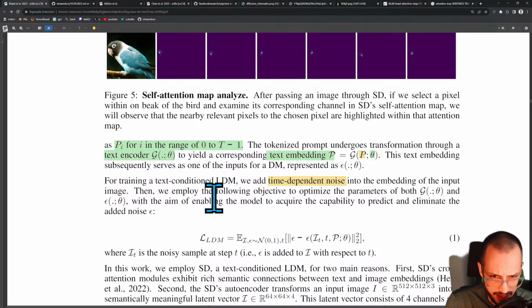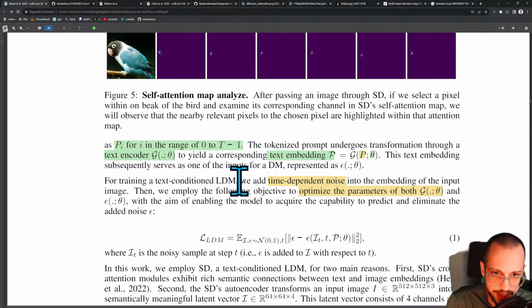We employed the following objective to optimize the parameters of both script G, which is the text encoder. Well, this is kind of interesting. So they're actually optimizing the text encoder parameters. They're pushing gradients into that. That's a little interesting. I did not think that they were going to do that, but let's see where they go. And epsilon theta, which is the diffusion model.